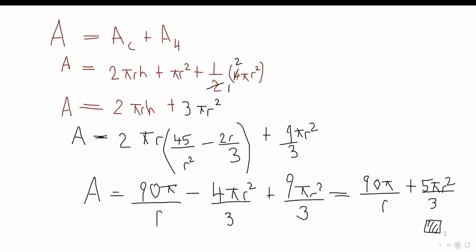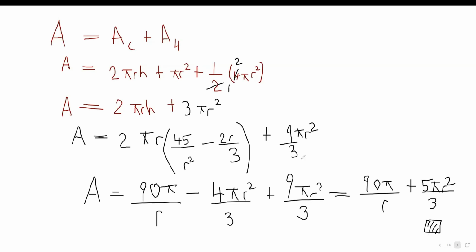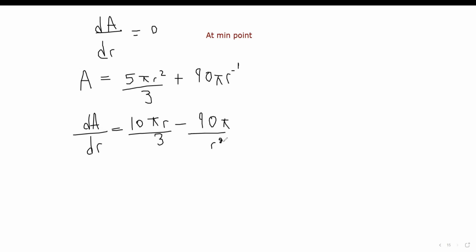So let's write down what A is. A is equal to 5 pi r squared over 3 plus 90 pi over r, but 90 pi over r can be written as 90 pi times r to the minus 1. So now dA by dr is going to be equal to, carry down the power of 2, 2 times 5 is 10, so we get 10 pi r, divided by 3. Then we carry down the power to get minus 90 pi over r squared. This is dA by dr. And now we're going to solve this equal to 0 to find the value of r for which it is minimum.